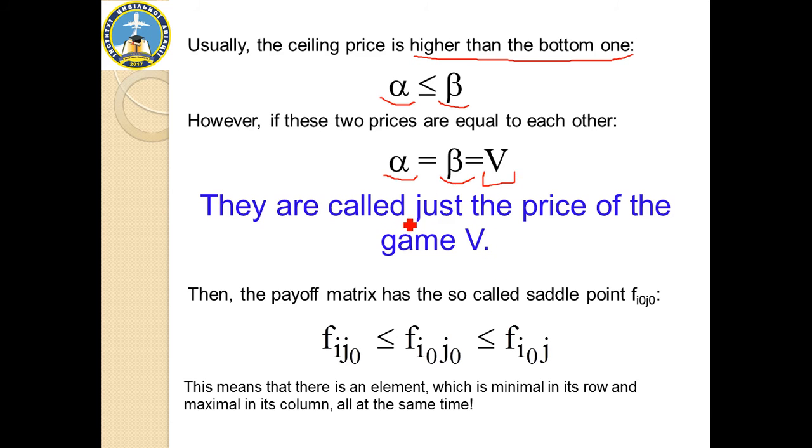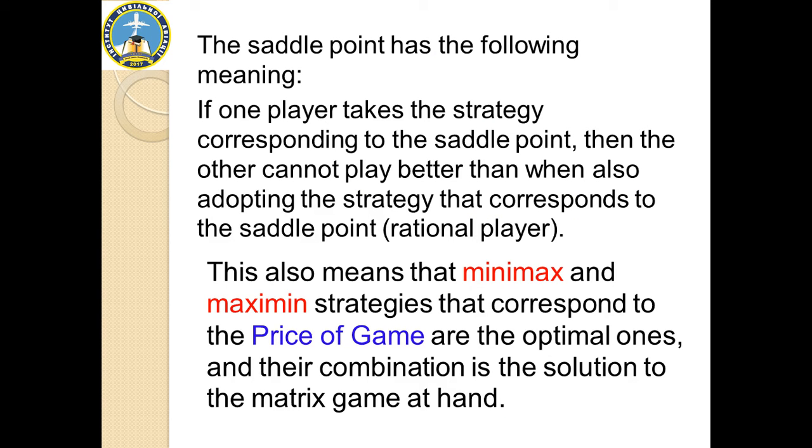In this situation, when the bottom price equals the ceiling price, the payoff matrix has the so-called saddle point. This means that there is an element in the payoff matrix which is minimal in its row and maximal in its column, all at the same time. Now we'll see it in an example.